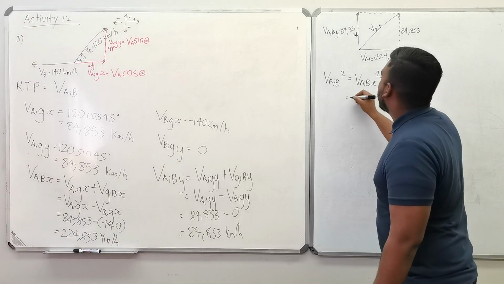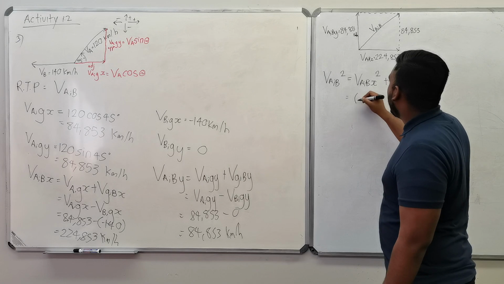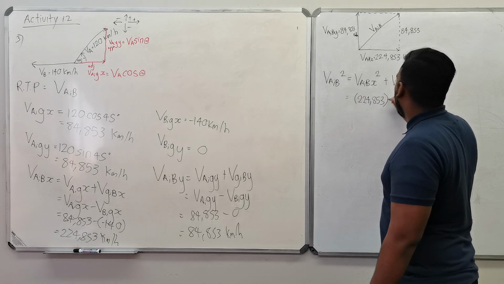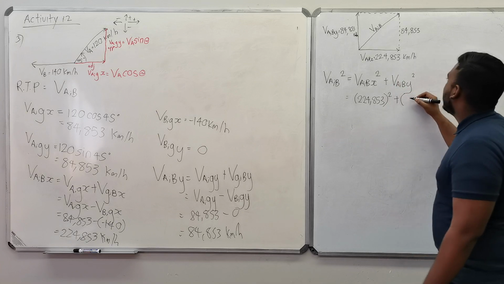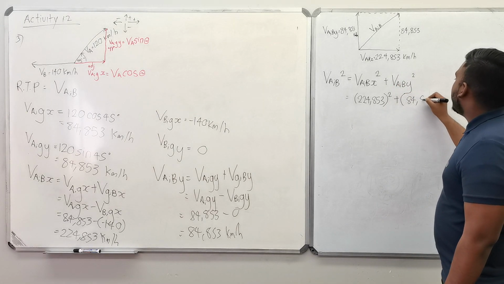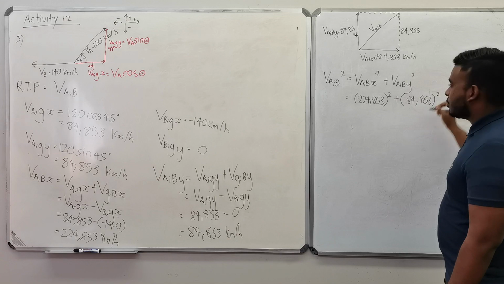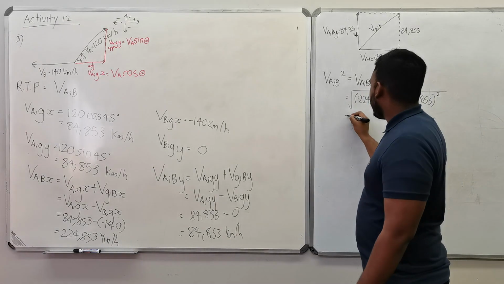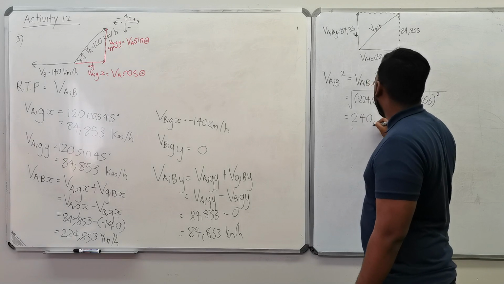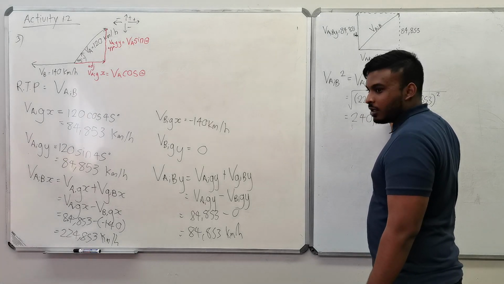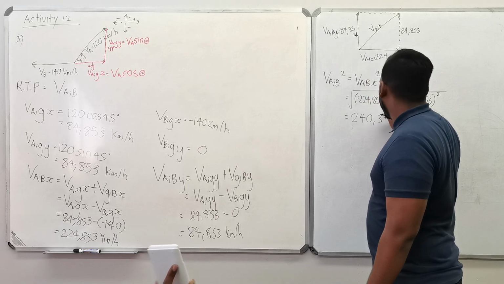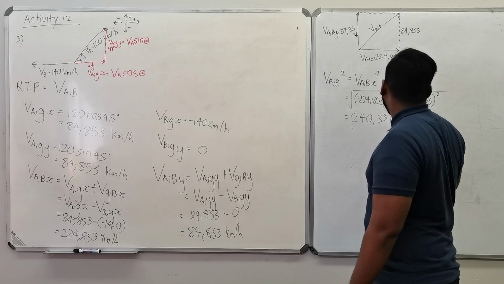Right? When you substitute your values, you're going to substitute here 224.853 all squared plus 84.853 all squared, and then I'm going to square root it, right? So you end up with 240.331. 331 kilometers.